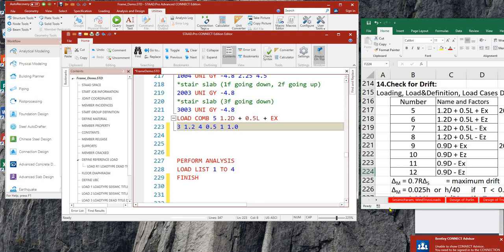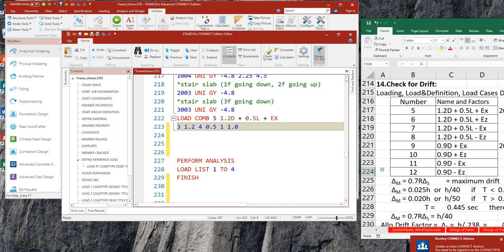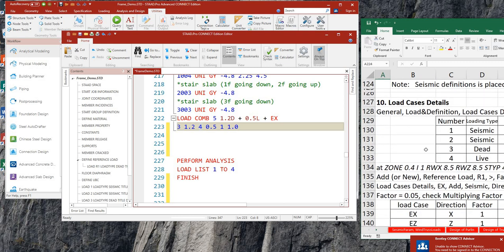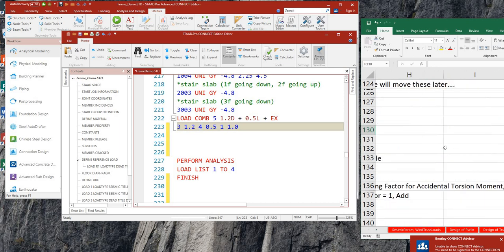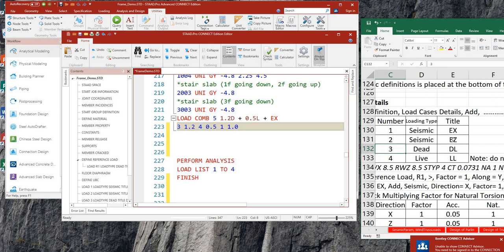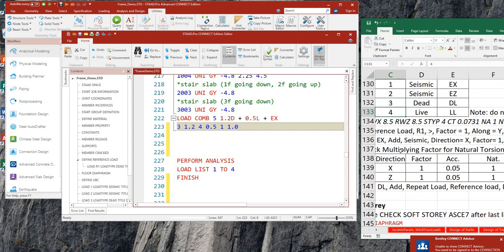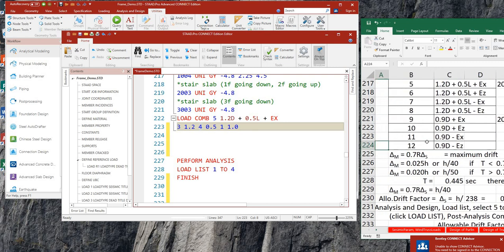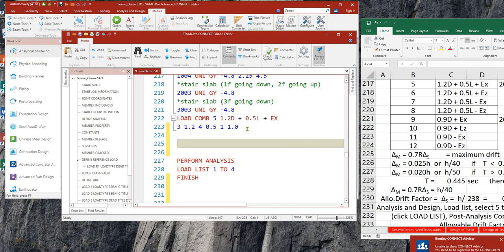Now let me show what those load cases are. Okay? These are the load cases. 1 is seismic, which is EX. Sorry. 2 is seismic, which is EZ. 3 is dead. 4 is live. Okay, so remember that. Let's go back here. So, let's do that.